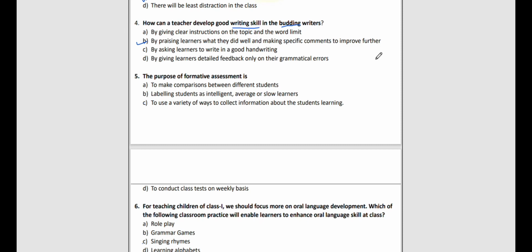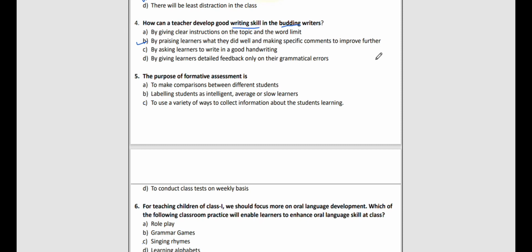So when you have to criticize or correct them, please call the child separately or privately and give him or her the feedback he or she needs. This is what I believe. So let's write: by praising the learner for what they did well and making specific comments to improve further, a teacher can develop good writing skills in budding writers. This way a teacher can help the child.